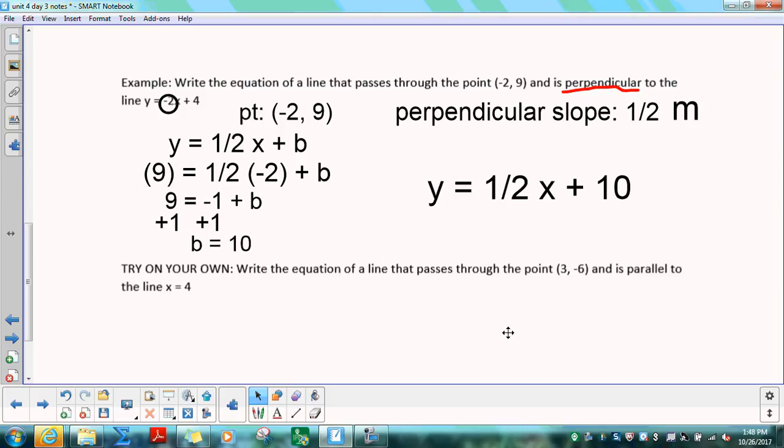So you're going to try this one on your own. And I will tell you, it's a doozy. Okay? It makes you think. First of all, it tells you a point, and it tells you it's parallel to another line. Parallel. Okay? Gotta think what parallel means in terms of slope. Okay? And the line they give you is a special one, x equals 4. Think about what that means. What kind of line does that make? Okay? So you gotta think a lot about it.